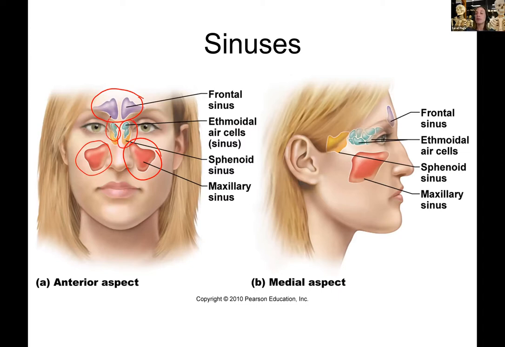So if we flip over and look at this from a lateral view, from a side view, now you can see those sphenoid and ethmoid sinuses, and you can see how deep in the orbitals they go. Okay.